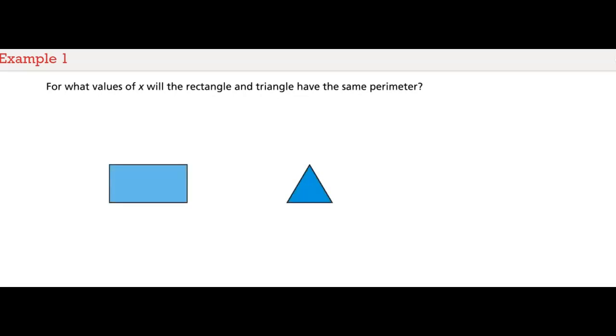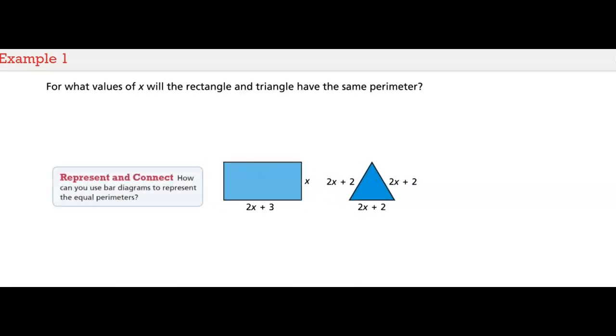The rectangle has a width of x and a length of 2x plus 3. The triangle has 3 equal sides that are 2x plus 2 long. For what values of x will the rectangle and triangle have the same perimeter? How can you use bar diagrams to represent the equal perimeters?